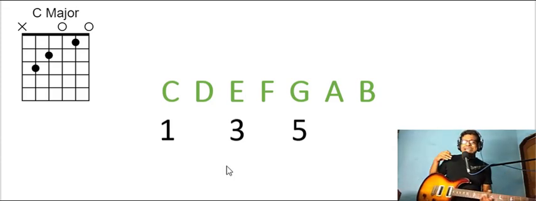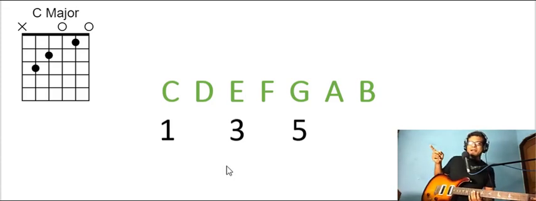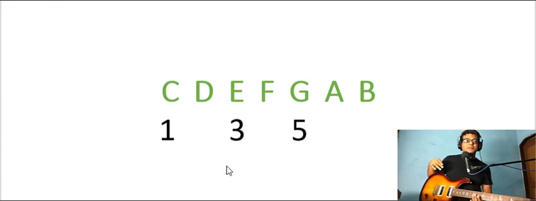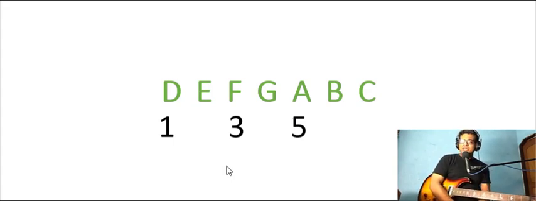Right now let's do one thing. I'm going to write this scale, but instead of starting from the C, I'm going to write the scale from the D note, which is the second note. These are the same notes of the C major scale, but I'm writing it from the D and ending it with the C. So what type of chord can we make out of this scale?